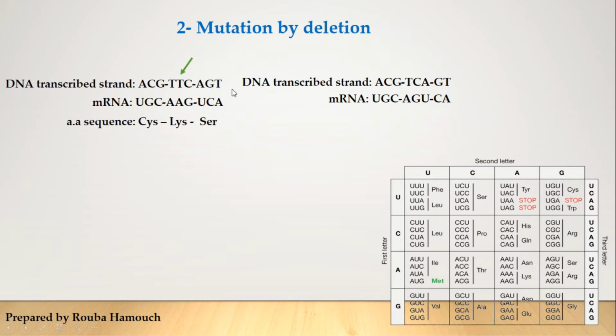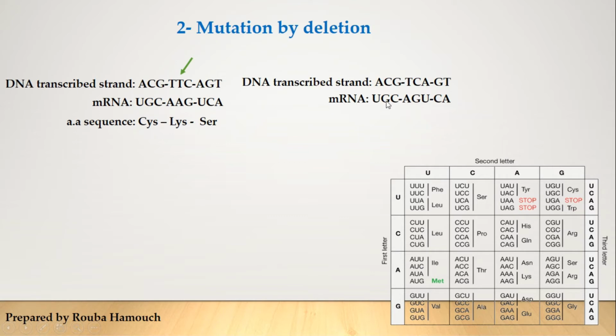We have a frame shift, a displacement of the reading frame of the DNA strand. So we obtain in the new DNA strand ACG, T, C, A, and not TTC. So T here is deleted, C will be displaced backward to replace T. So the second codon will be TCA, and the third codon will be formed of two nucleotides instead of three.